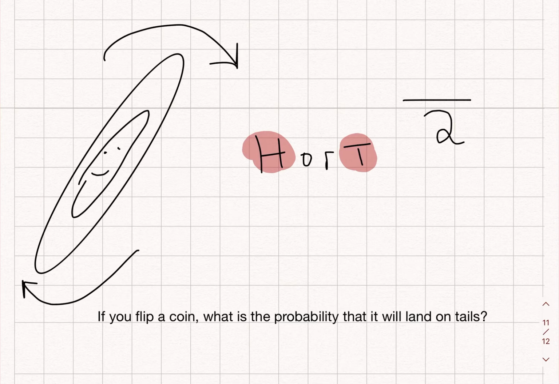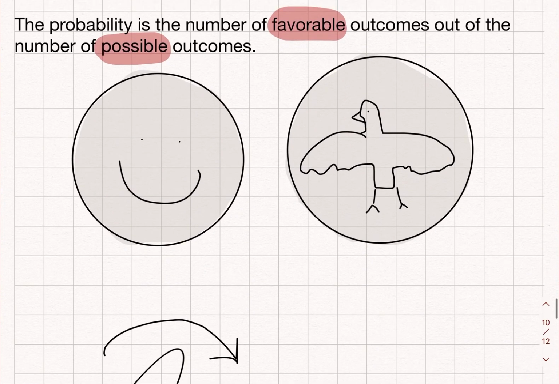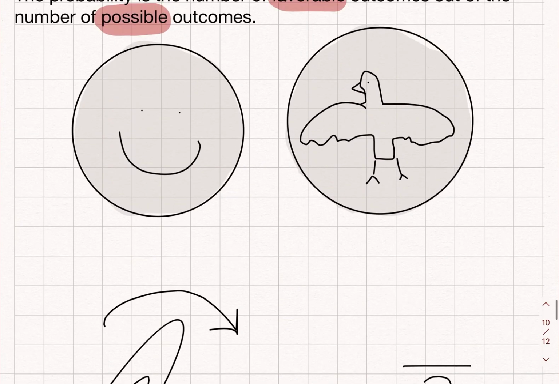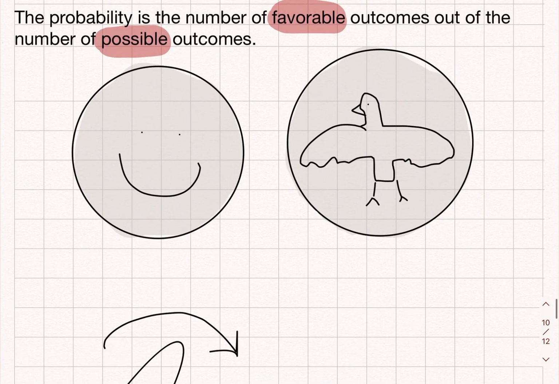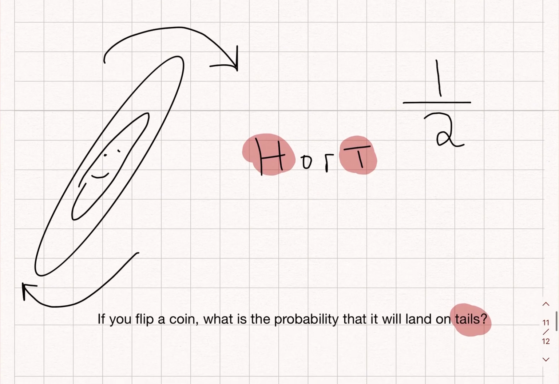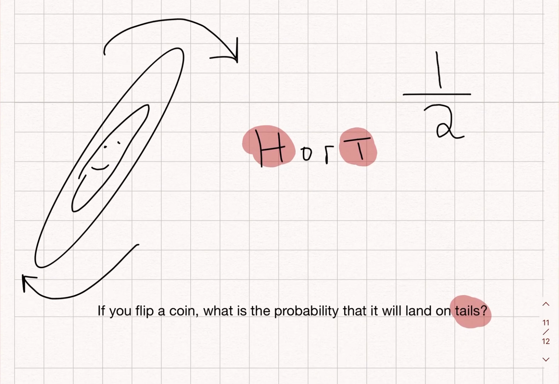And what is the favorable outcome, or how many favorable outcomes are there? That's the outcome that we want. What's the probability it will land on tails? That would be the favorable outcome. That's the one that we want. How many tails sides are there? Well, there's only two sides and only one of them has tails on it. So we'd say that the probability of this coin landing on tails is 1 out of 2.